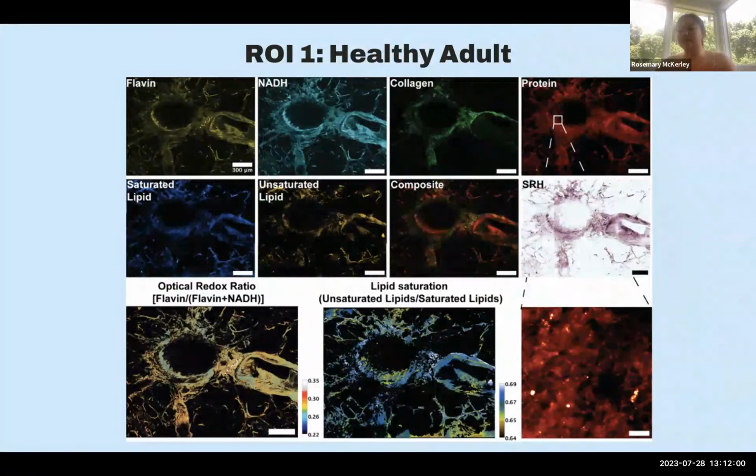So in this image, we see some orange, some blue, different areas have kind of different signals, but we're looking at somewhere between 0.26 and 0.3 for that optical redox ratio. And then jumping over to lipid unsaturation, we also see a big range, some kind of whitish areas, others that are more green orangey. So we're looking at something around 0.65 to 0.69.